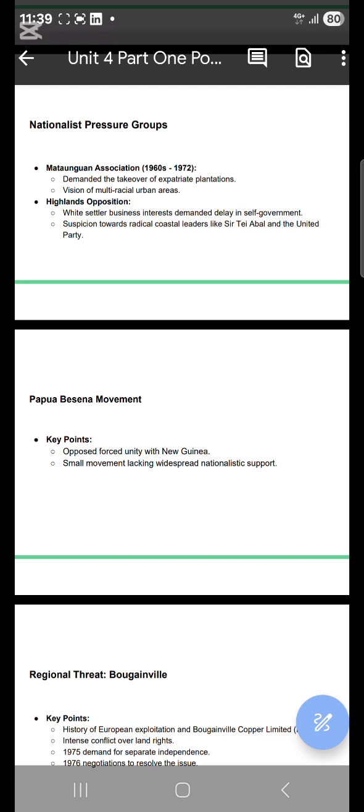Why was that? Because they were suspicious of the coastal leaders, especially the Pangu Party. They were saying that the Pangu Party and the coastal leaders were too radical, and if they got independence too quickly, it might affect the island's region in terms of business opportunities.